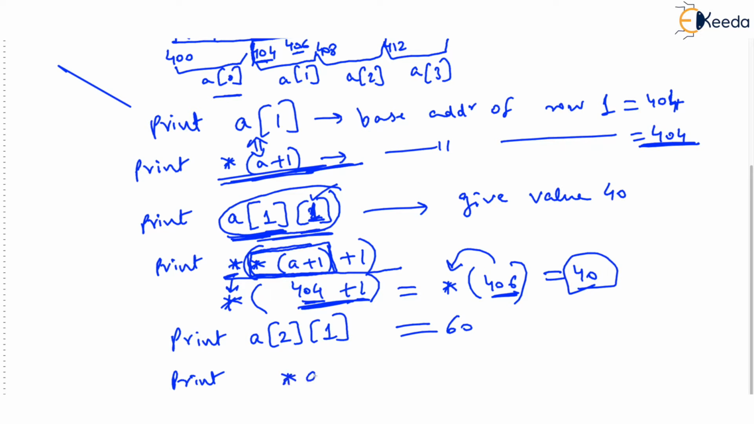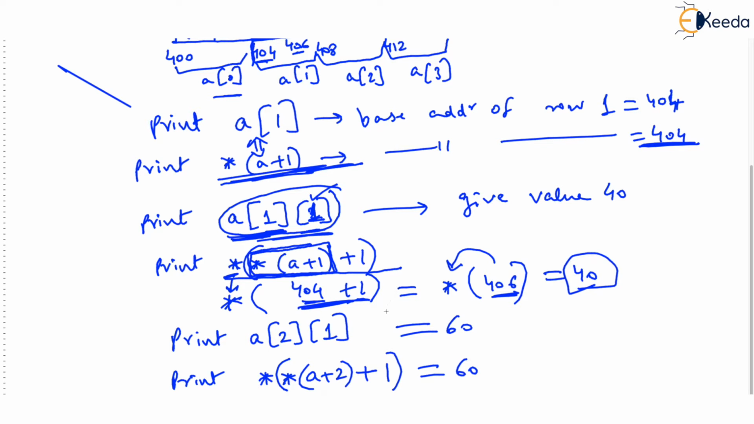So I can write *(A+2). This will give the address of the second row. But then I add 1 to that address because I want to jump by one value. And once I do this, I get the address of the value that I want. And then finally I put asterisk. This will also give me 60.